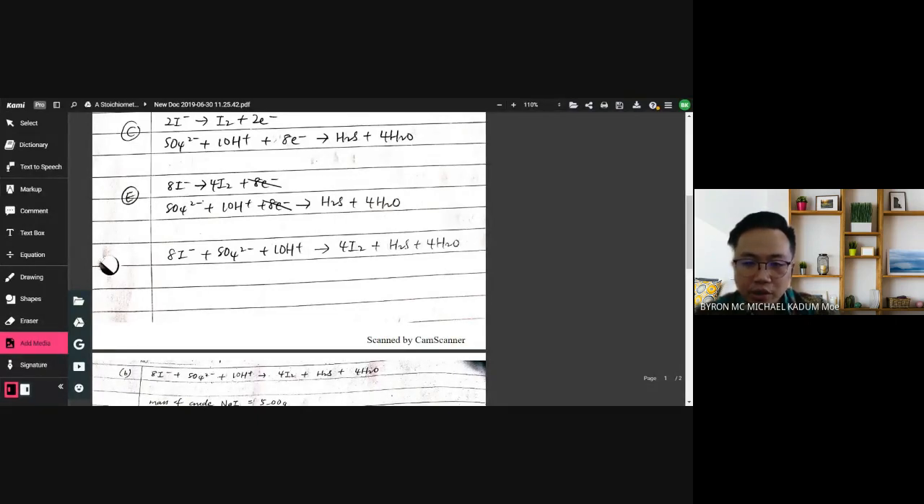This is the first thing you need to do. You need to balance the equation first. We use Auce. So we get the balanced equation: 8I minus plus SO4 2 minus plus 10H plus to make 4I2 plus H2S plus 4H2O.